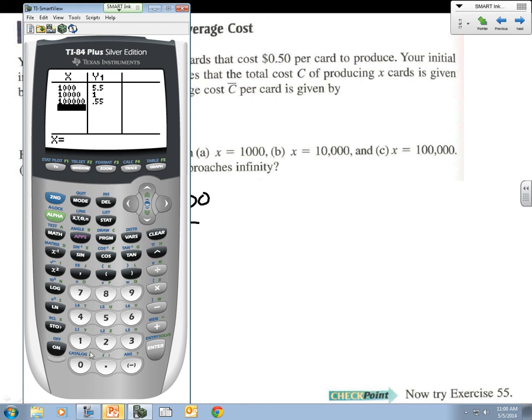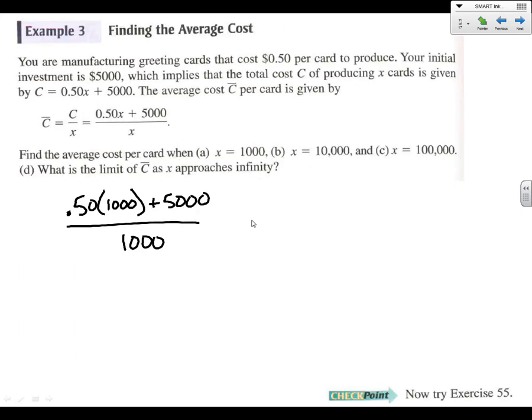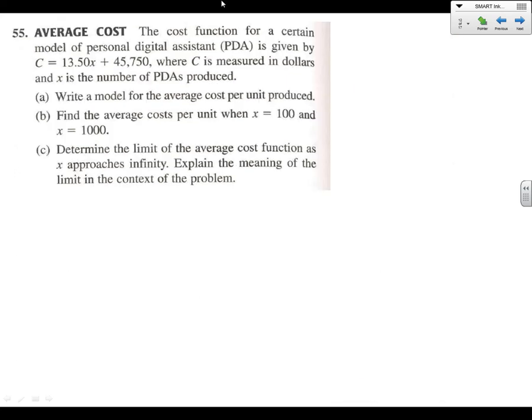All right? If we keep increasing and increasing and increasing, what's going to happen to our average cost? Well, look at our degree. The degree of the numerator equals the degree of the denominator. Eventually, we're going to end up with an average cost of 0.5 divided by 1, or 50 cents per card, if we could keep going to infinity. So the limit as c approaches infinity is going to be 50 cents. All right, so use the same thinking here for 55.